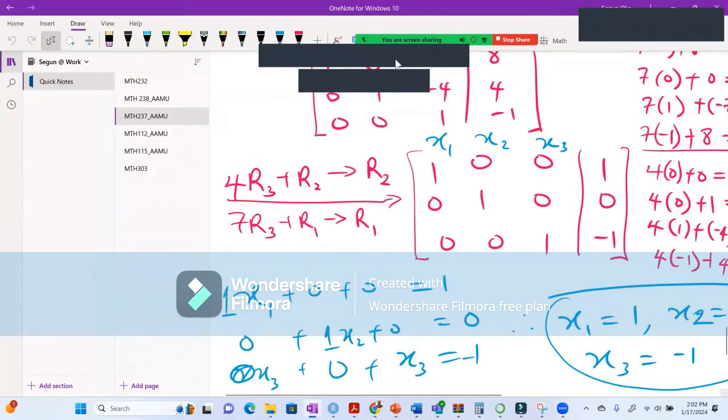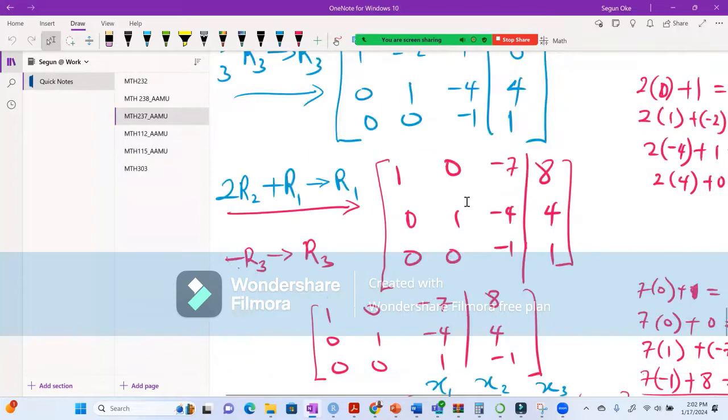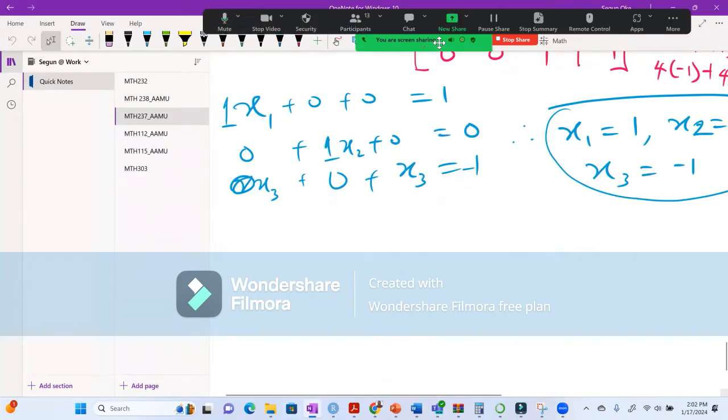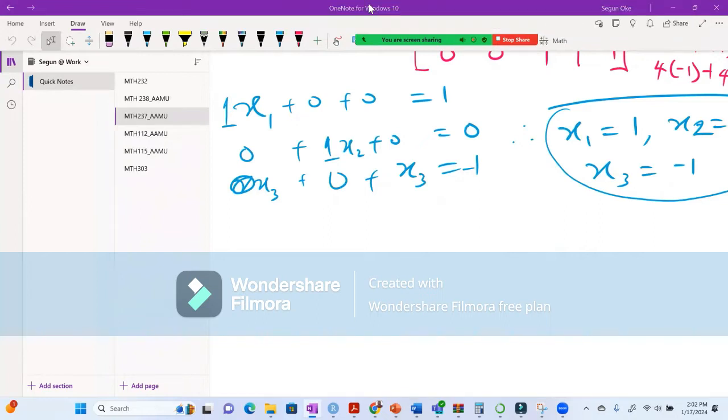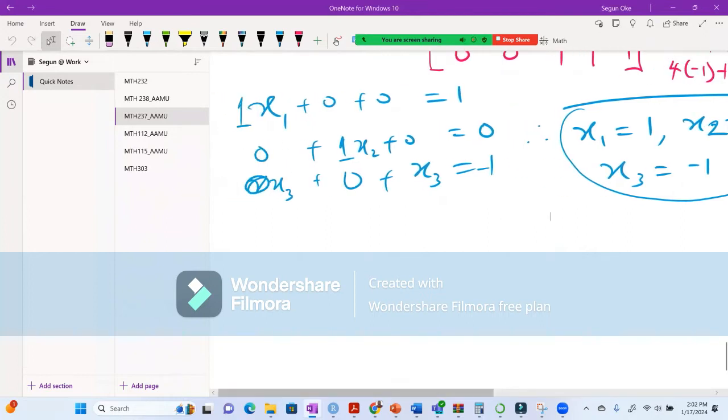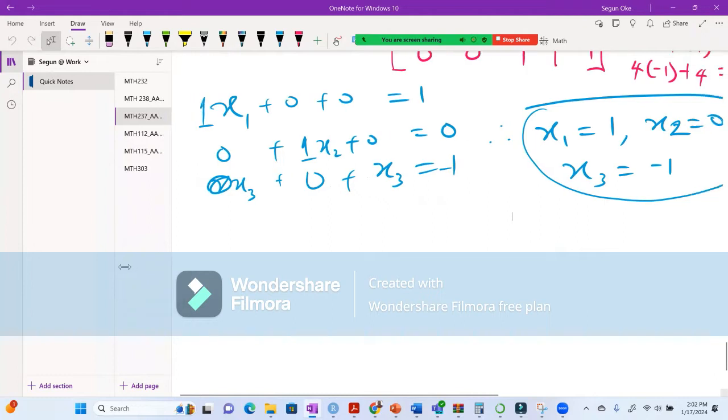Can you see my page? Can you see the button? Yes, we can see it. Okay, thank you. So like I told you, we continue from where we stopped last time.